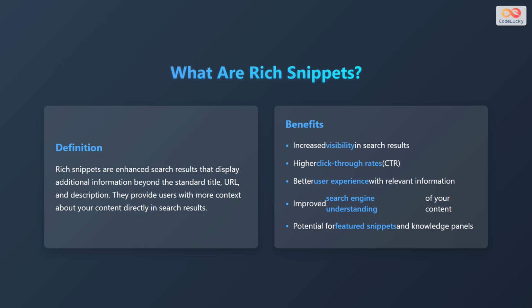What exactly are rich snippets? Rich snippets are enhanced search results. They display additional information beyond the standard title, uniform resource locator, and description. They provide users with more context about your content directly in search results.